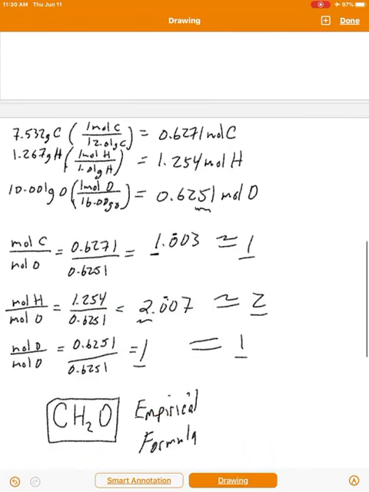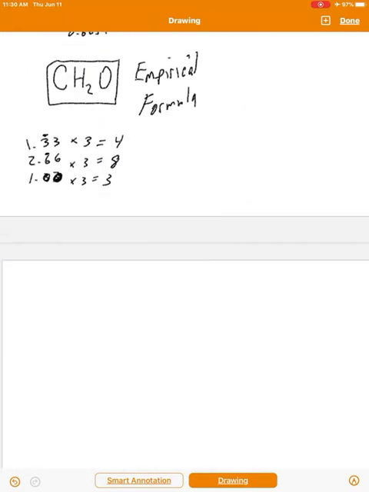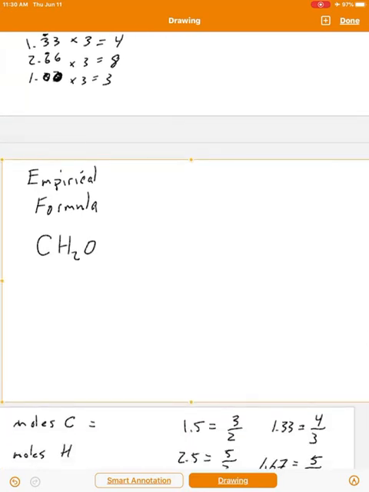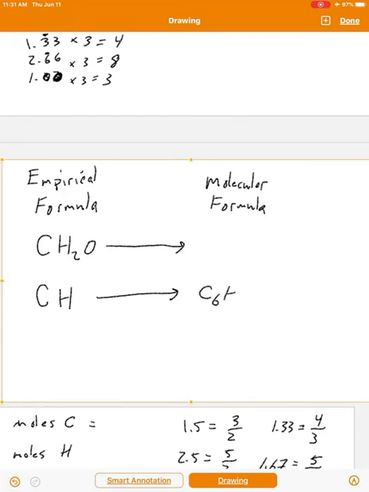So here's what you do. In order to take the empirical formula, and so for example, for glucose, it's CH2O. And for benzene, it was CH. We want to convert those to the molecular formula. Now, we don't know what it is for glucose yet, but we do know for benzene it was C6H6.